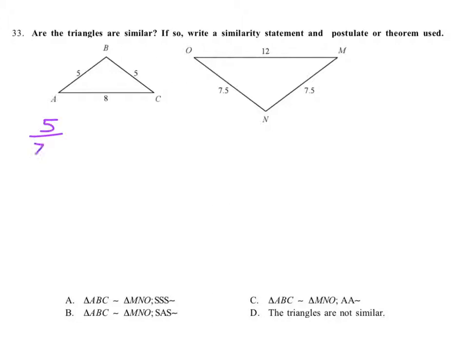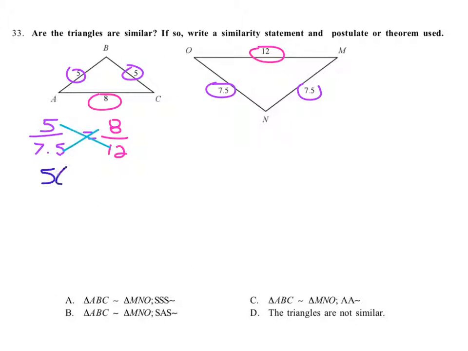Let's say 5 is to 7.5. That's the same there and there as it is there and there. So I'm only going to check it once. Is it equal to? If 5's on top, then we've got to put this 8 on top over 12. And how do we do when we multiply them? We get 5 times 12 is equal to 7.5 times 8. And we get, that's 60.